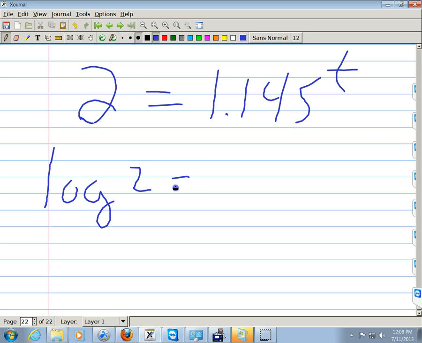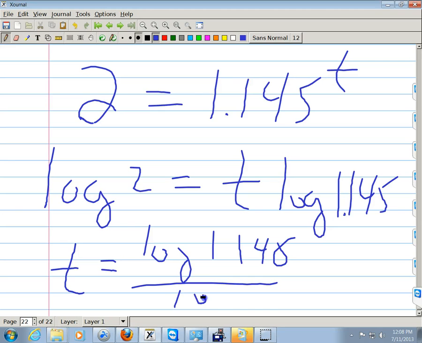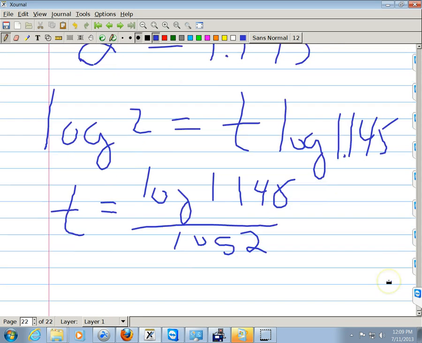of 2 equals, now what happens when you take the log of a power? Bring the T out front, right? So T times what? Log of the base, which is 1.145. There's a decimal in here. Okay, so how to get t alone? One more step. Divide by the log of 1.145. So t is the common log of 1.145 over, wow, that's a 5, over the common log of 2.